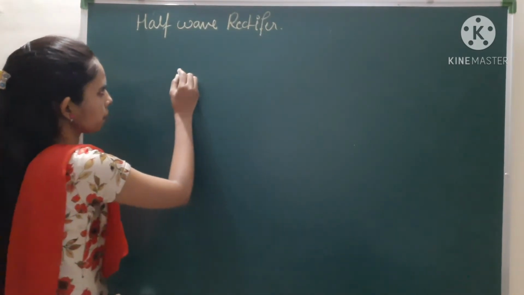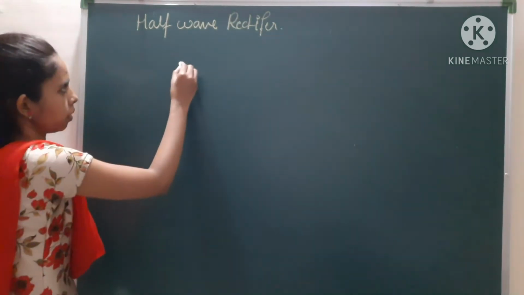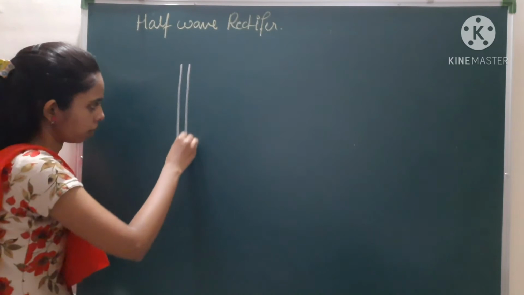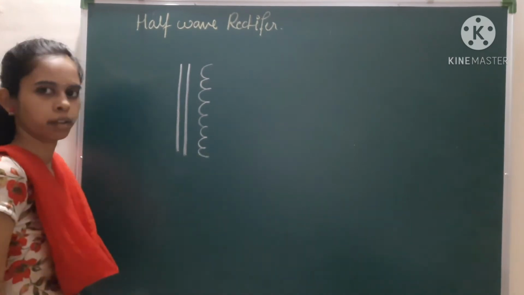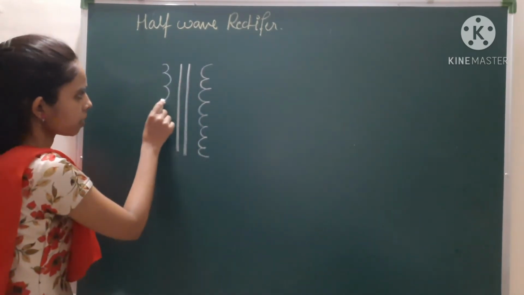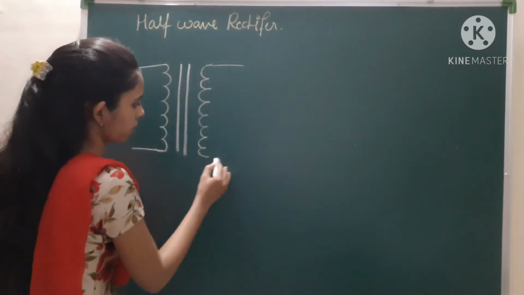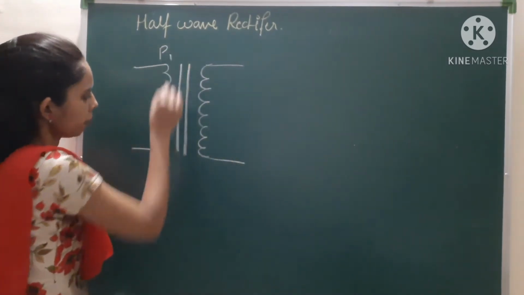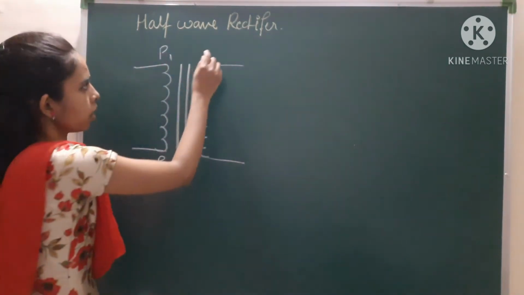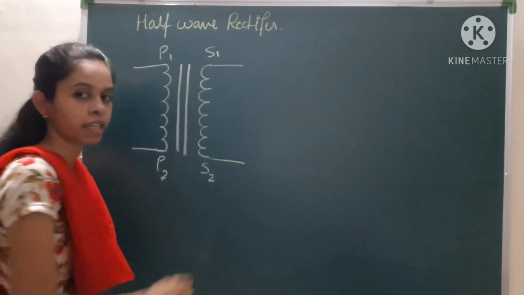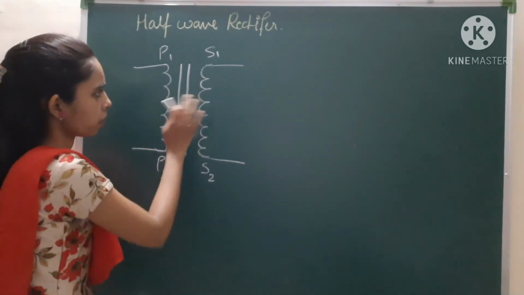Okay, so now see, over here, let us draw a transformer. Okay, so this is a transformer, or you can say this is a coil. The transformer consists of two coils. This is the primary coil with terminals P1 and P2. S1 and S2 will be the secondary coils. Now these two coils are separated by some distance.